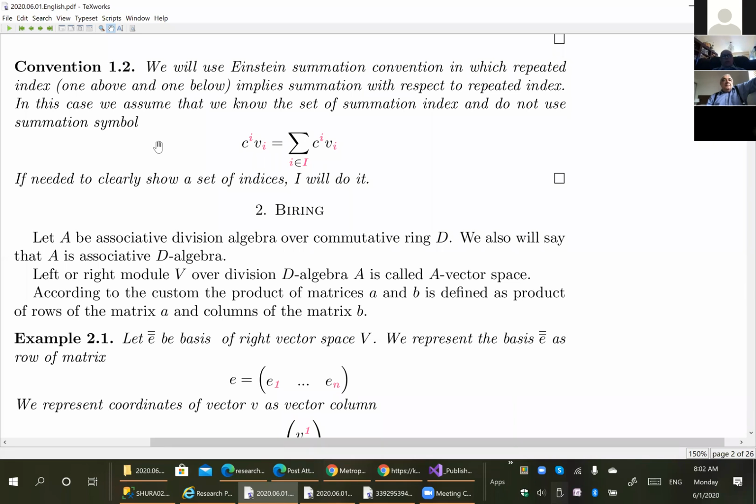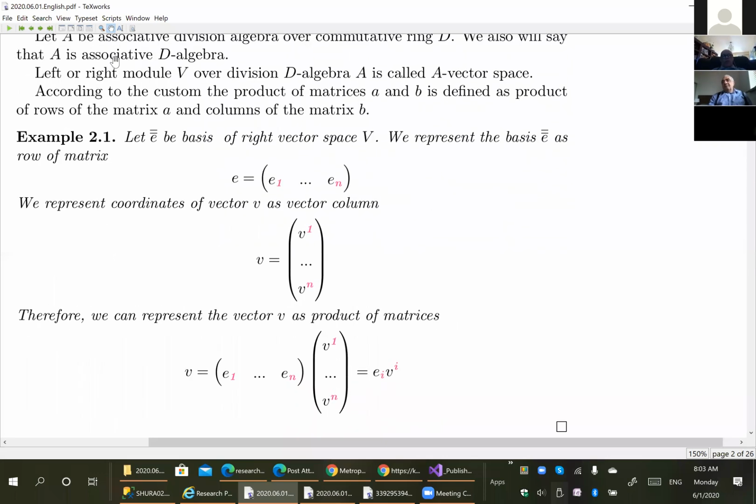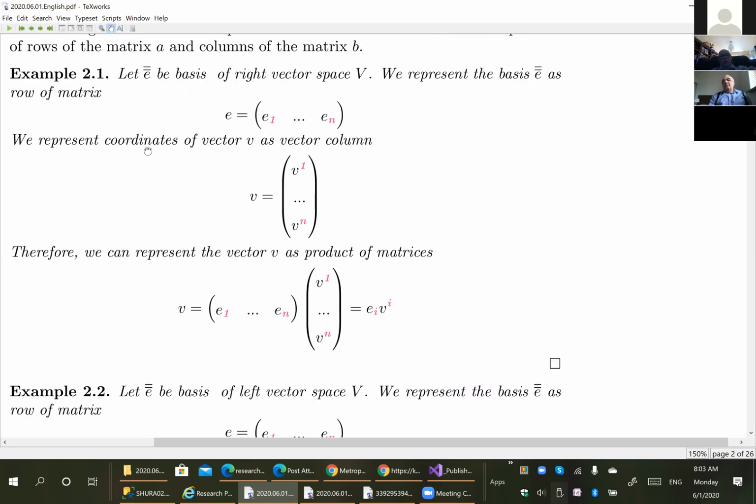According to the custom, the product of matrices A and B is defined as the product of rows of the matrix A and columns of the matrix B. But in non-commutative algebra, this may create some problems. Let's consider two examples. Let E be a basis of a right vector space. We represent the basis E as a row of a matrix, and we represent the coordinates of vector V as a column vector. Therefore, we can represent the vector V as a product of matrices E over V.